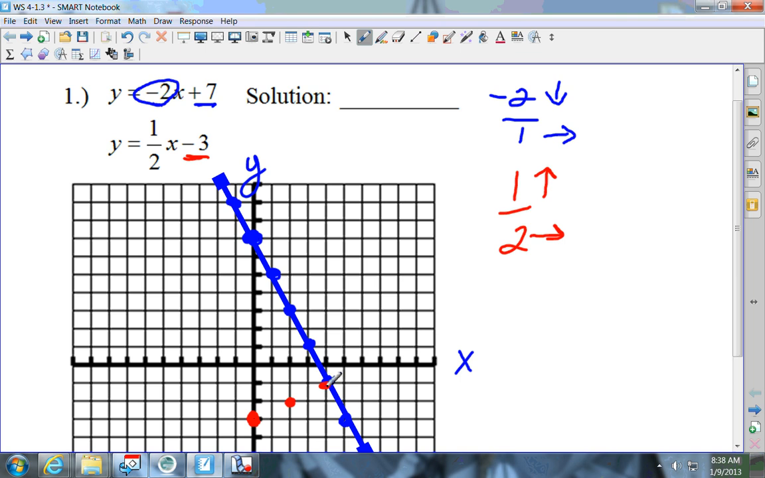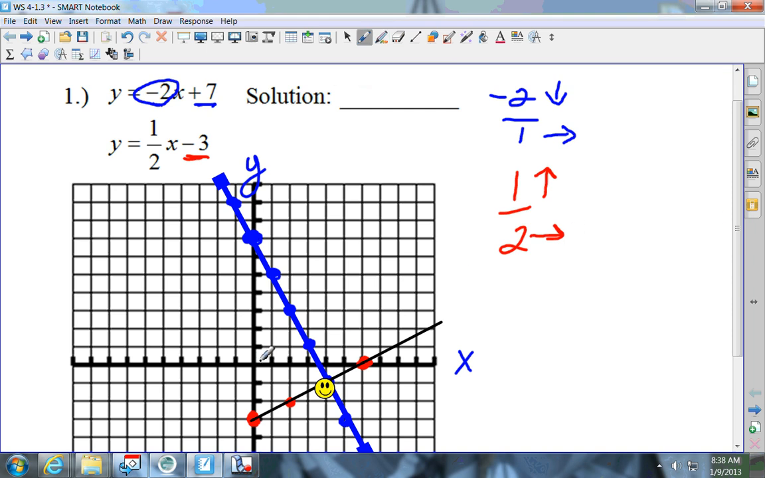This is where the two lines intersect. I'll go up 1 and to the right 2 one more time and draw my line. I'll draw a black one here where it's a lot thinner so we can see. Our solution is where the two lines intersect. They intersect right here at this point.